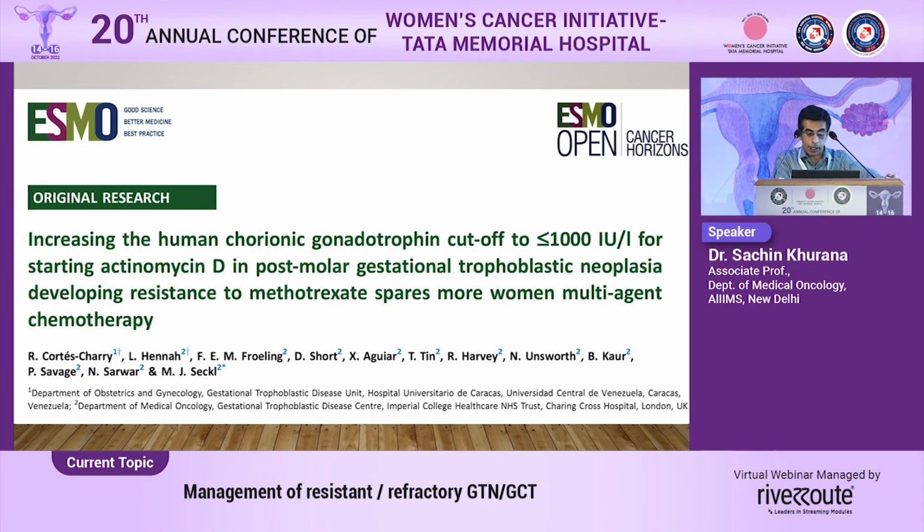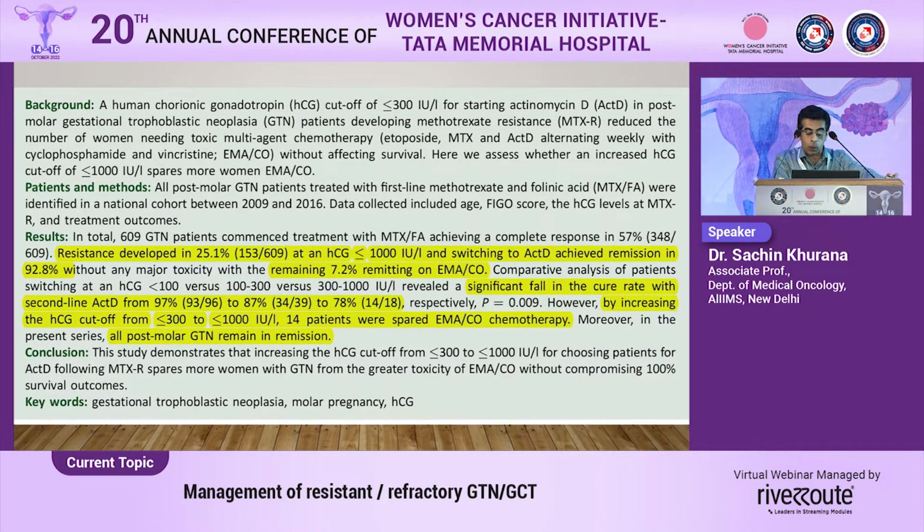So in this study, which was published in ESMO Open, what they did was, when single agent methotrexate was given and they noticed that resistance had developed, they noticed that if the beta HCG increases from less than 100 to 1000, then the chances of response to second line actinomycin D decreased. But keeping a threshold of less than 1000 at the time of resistance to first line single agent, and using that threshold, they noticed that 14 patients were spared from a multi-agent chemotherapy.